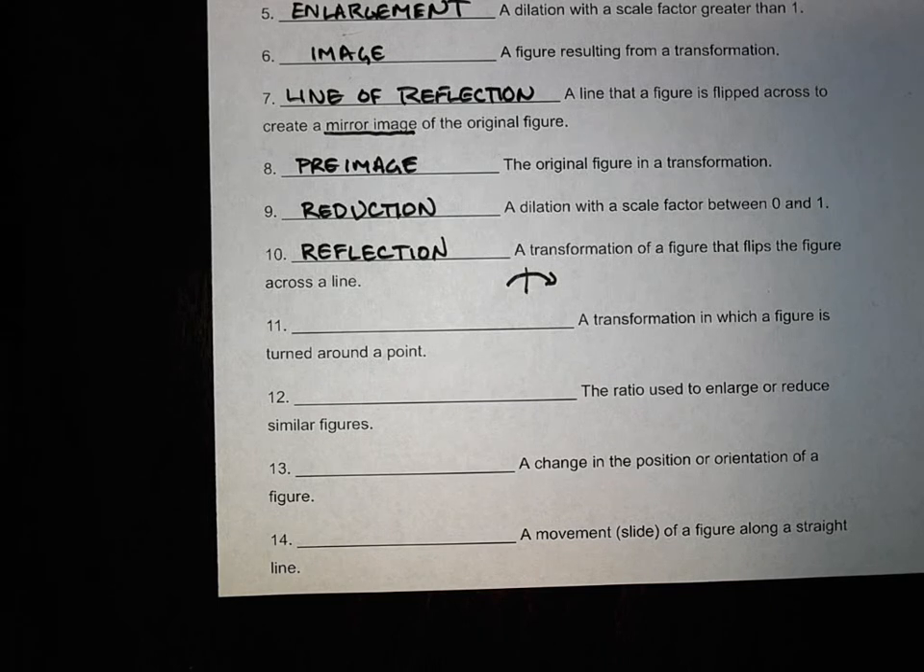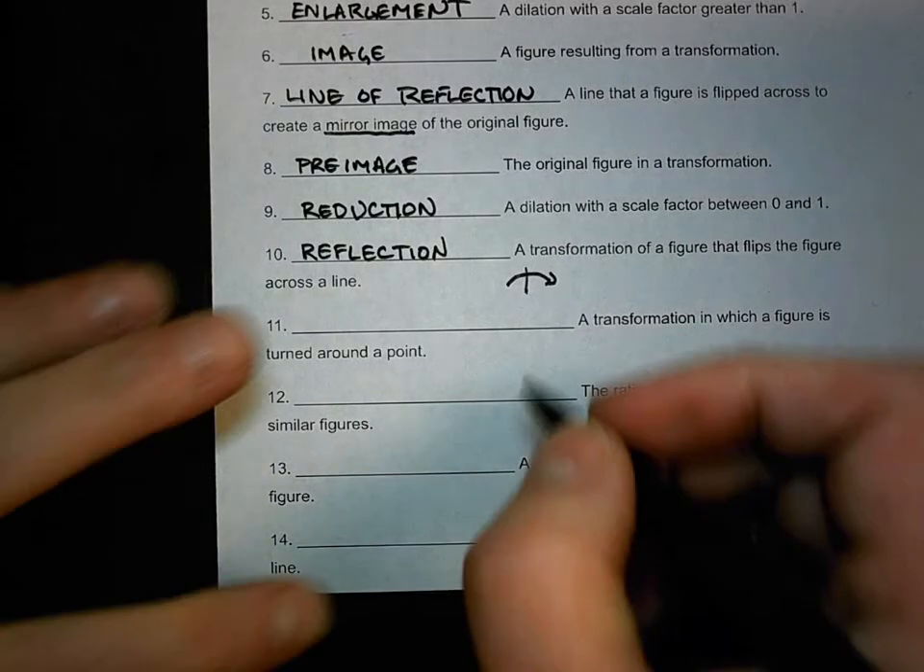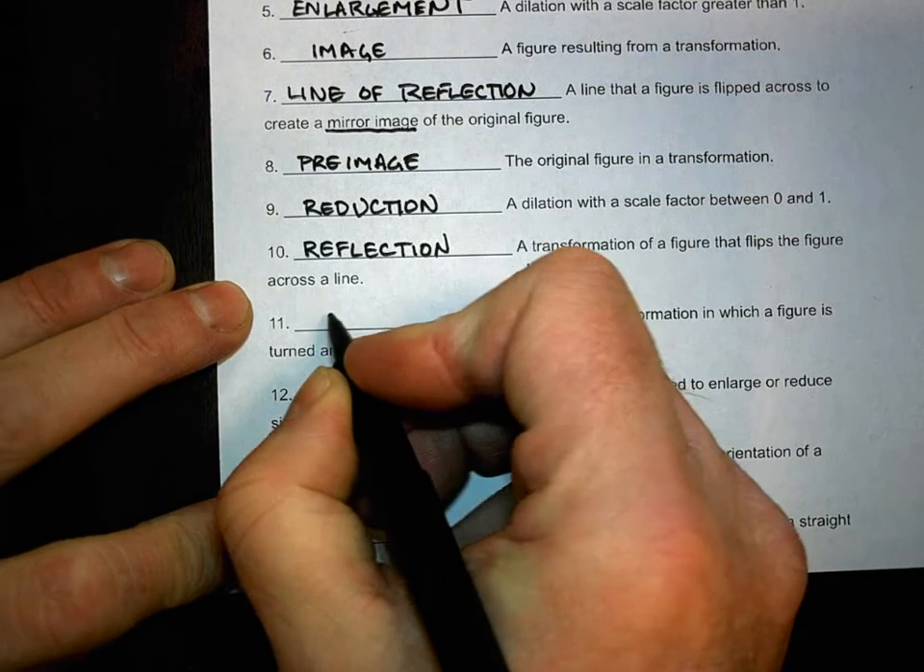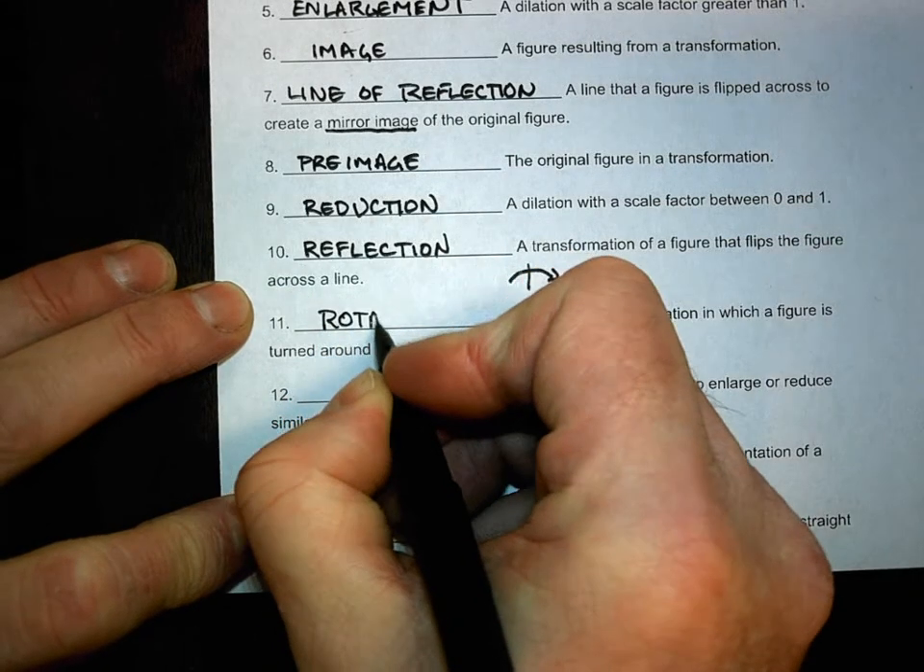A transformation in which a figure is turned around a point. If you're turned around a point, what are you doing? You're rotating. It's a rotation.